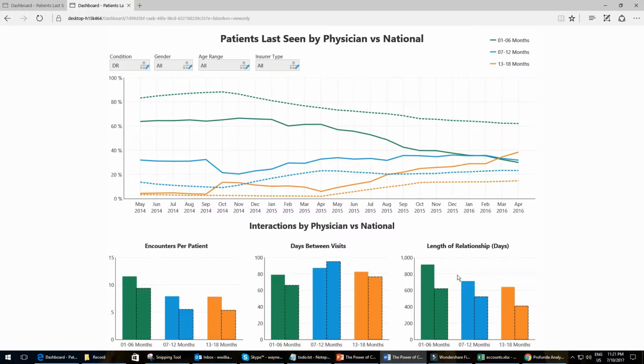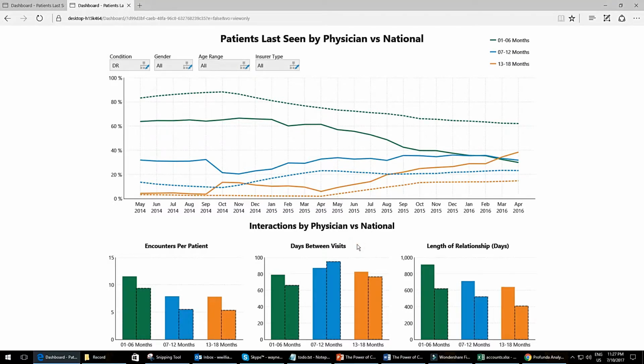This first set of graphs is not particularly interesting. They show us that the doctor has on average more total encounters per patient, but this is easily explained by this graph on the right, which shows that he also has a longer length of relationship. He may simply be a doctor who has been in practice for a long time.